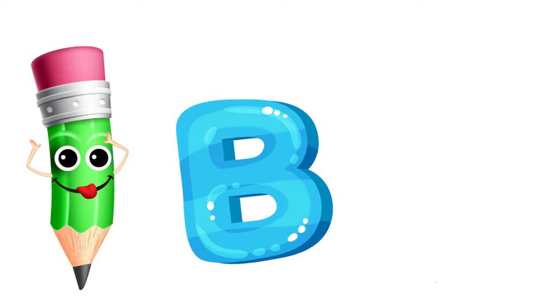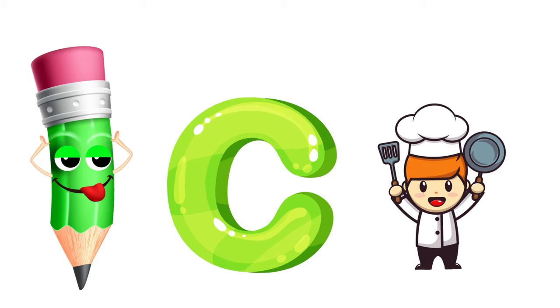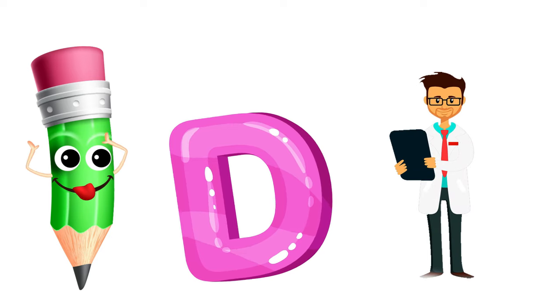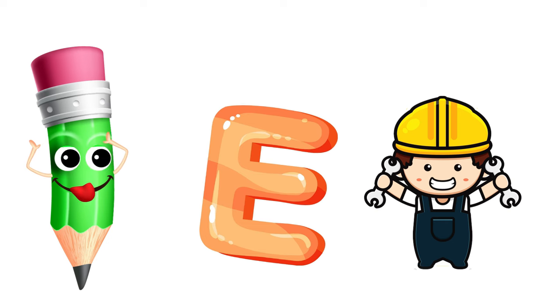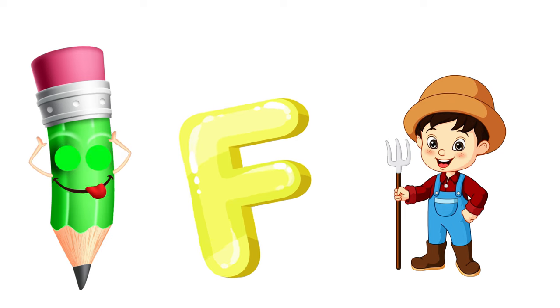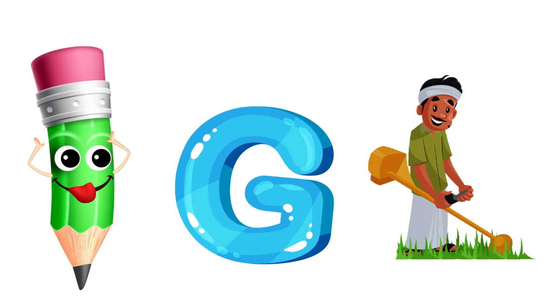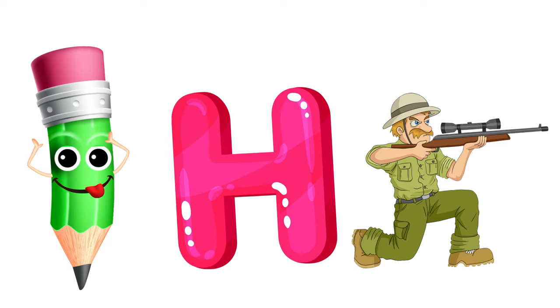A is for actor. B is for barber. C is for chef. D is for doctor. E is for engineer. F is for farmer. G is for gardener. H is for hunter.